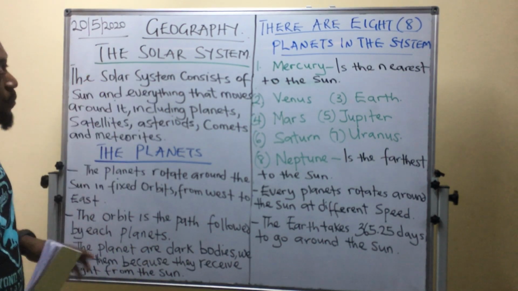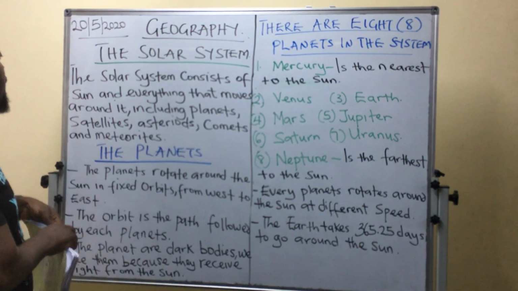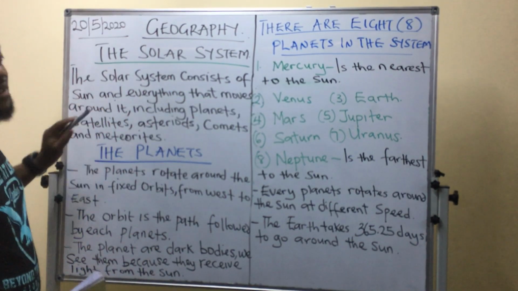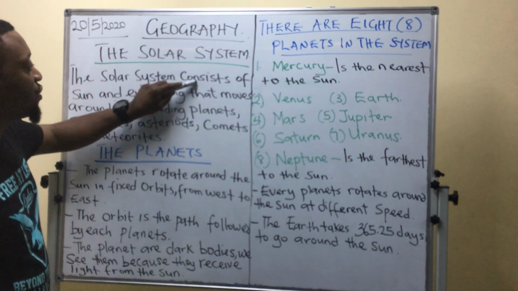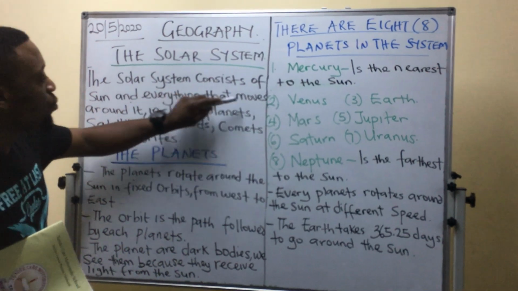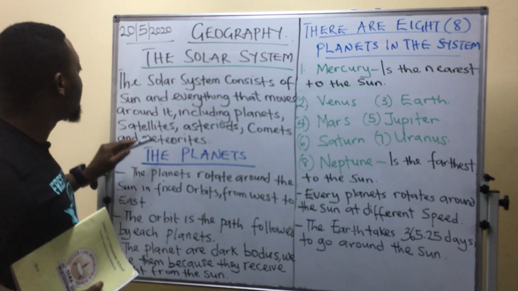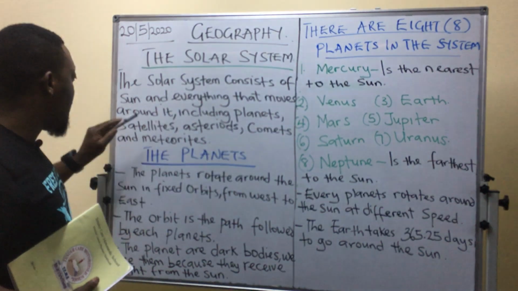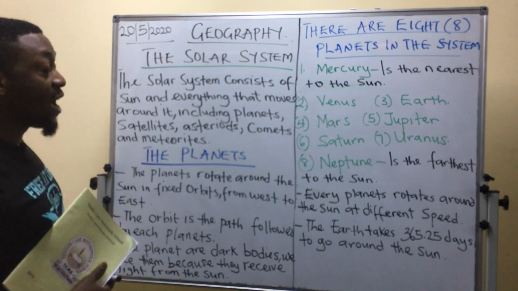The solar system consists of the sun and everything that moves around it, including planets, satellites, asteroids, comets, and meteorites. That is the solar system.